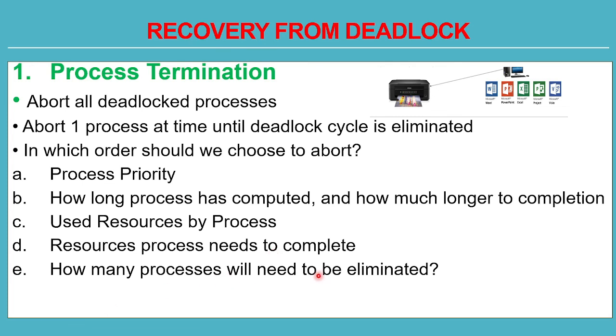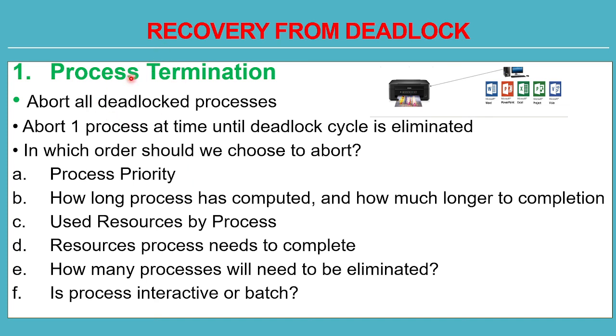Then how many processes will need to be eliminated? If there are not many important processes running, suppose only Word is important and all other processes are not important, you can abort those processes. Okay, that you can decide. Then you have to find out whether the process is interactive or a batch process. Based on that also you can terminate the process. So all these are the ways in which you can find out the order to abort the processes, because you have to terminate the process in order to recover from deadlock. Otherwise you won't be able to recover from deadlock.